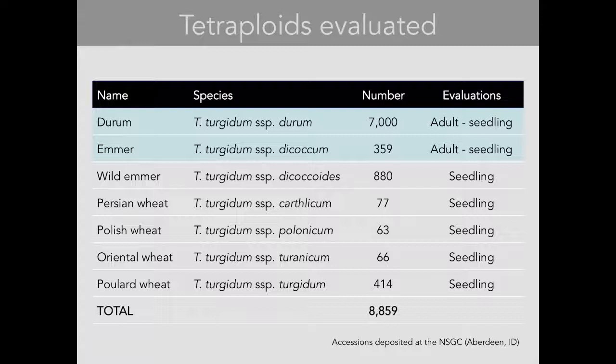So this table shows a summary of the species and the number of entries that we characterized in the past 7 years. And you can see that our main focus has been on durum and cultivated emmer, where we perform both adult stage and seedling evaluations, while for the remaining species, we focus only on seedling characterization. So overall, about 9,000 of the entries deposited at the germplasm bank have been fully characterized.